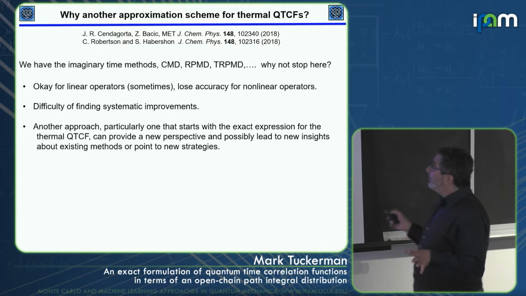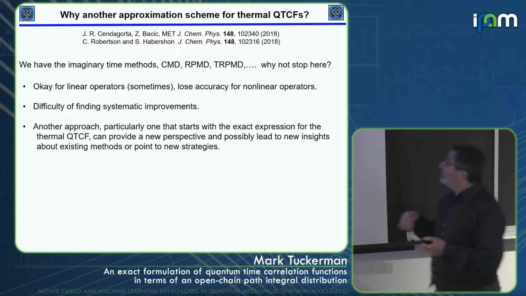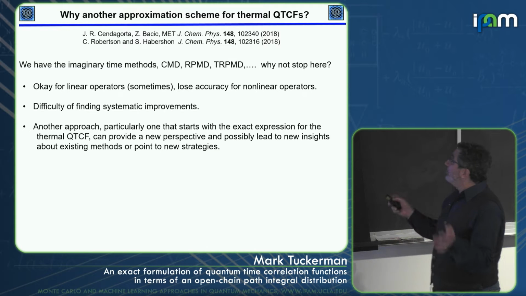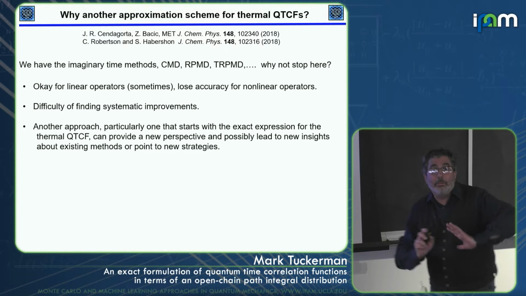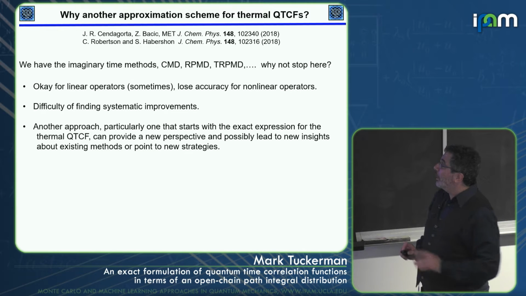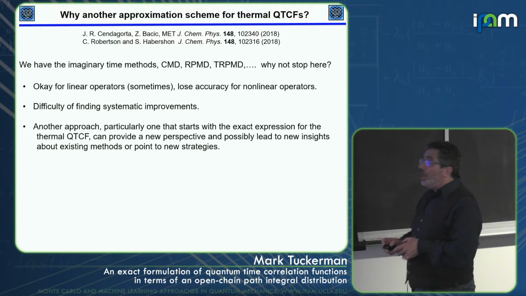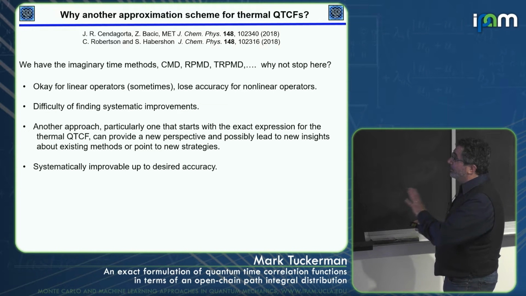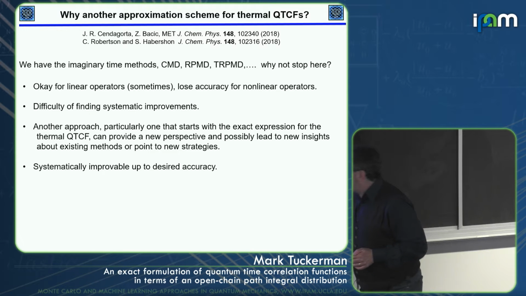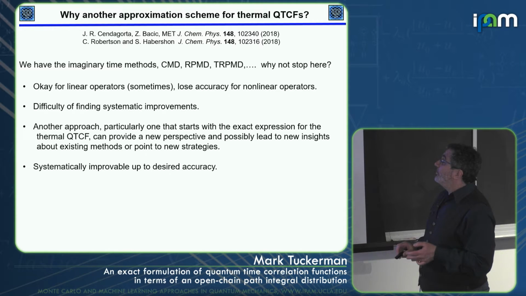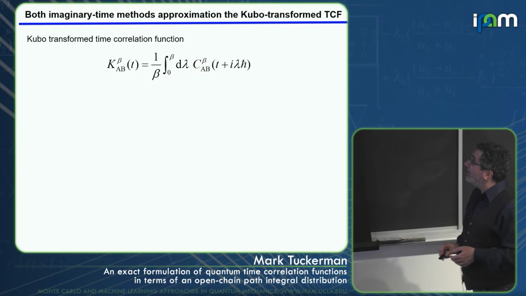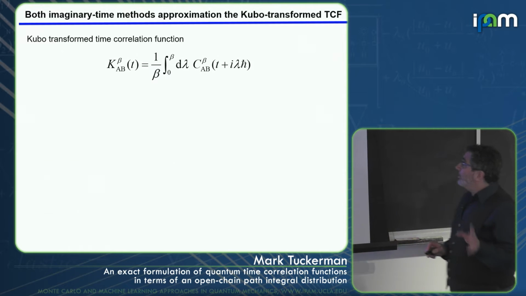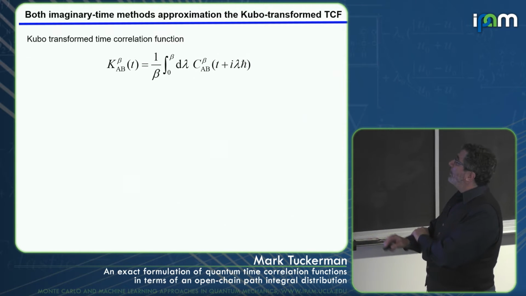So if you can think of another approach in which you actually start with the exact expression for the thermal quantum time correlation function, you might get some new insights, and you might get a pathway into new strategies for calculating quantum time correlation functions where you can really see what you're doing. Okay, so that's what I'm going to try to convince you of today, that there is a new way to look at these things. You have something that may be systematically improvable up to a desired accuracy, and so forth.